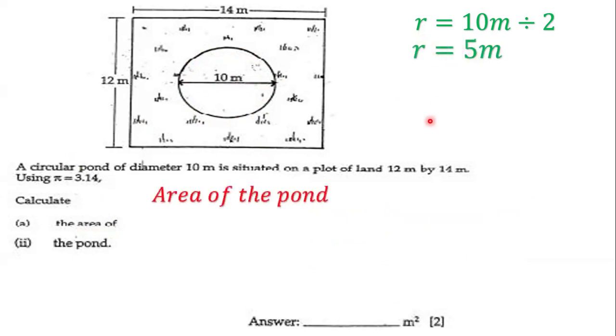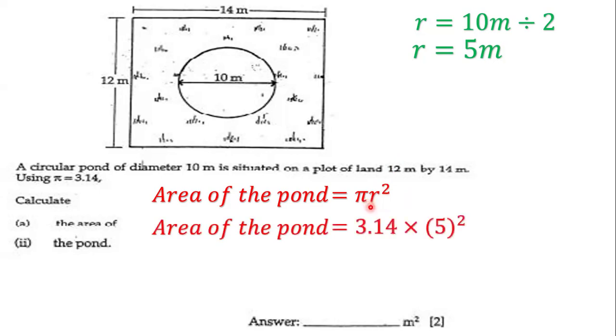And so the formula for the area of a circle is pi r squared. The area of the pond is going to be pi, which is 3.14, multiplied by the radius squared. The radius here is 5, so it's going to be 5 squared. So it's going to be 3.14 multiplied by 5 squared, and that's going to be the area of the pond.